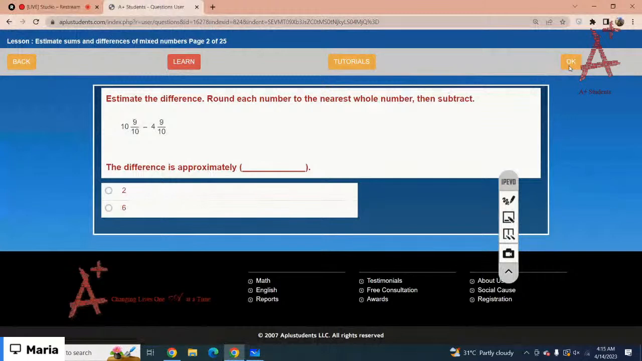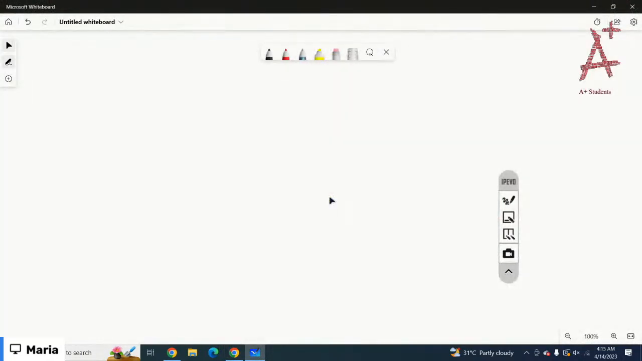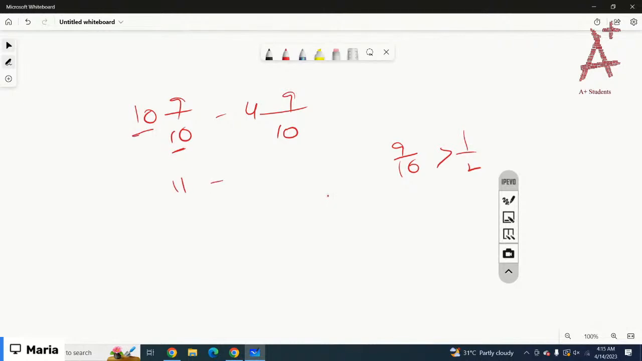Okay, the next one is 10 whole 9 over 10 minus 4 whole 9 over 10. Let me just write it down on the board. 10 whole 9 over 10 minus 4 whole 9 over 10. So the fraction is 9 over 10. Got it? And 9 over 10 is obviously greater than 1 over 2. So you have to round up. Round up means add 1 to the whole number, it would be 11.